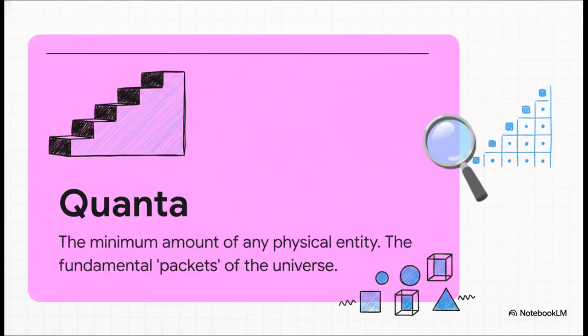And that brings us to this core idea, quanta. A quantum is simply the smallest possible piece of something. You can't have half a quantum of energy, just like you can't stand on half a stair step. It is the fundamental, indivisible building block of reality. So just keep that idea of packets or steps locked in your mind.